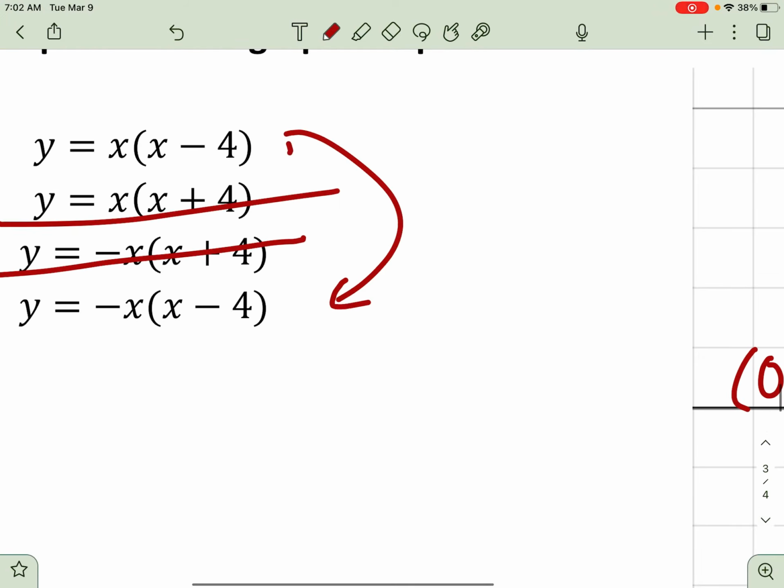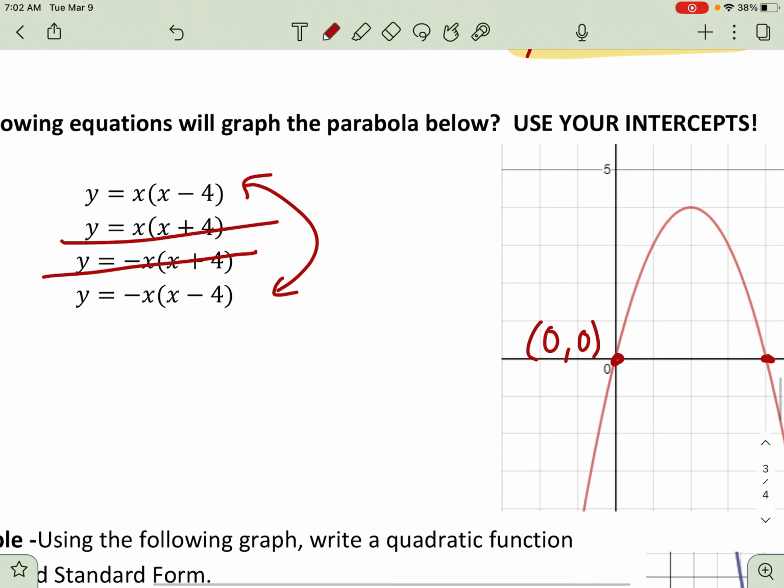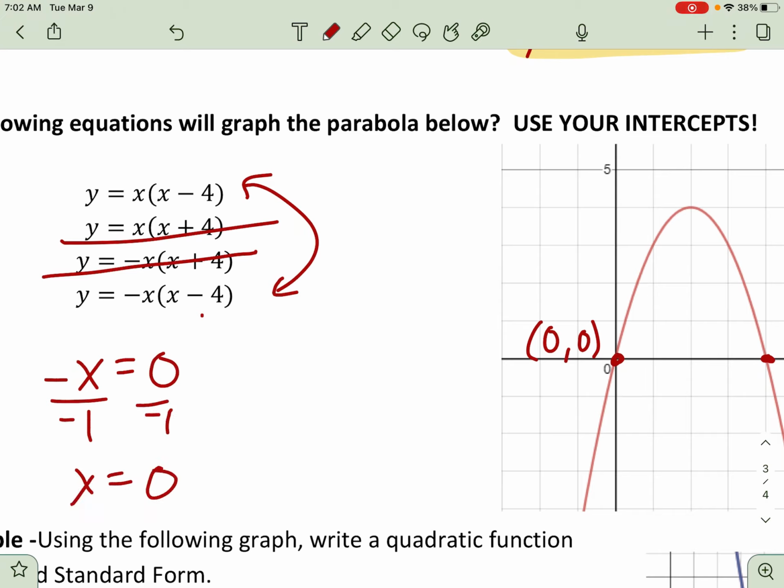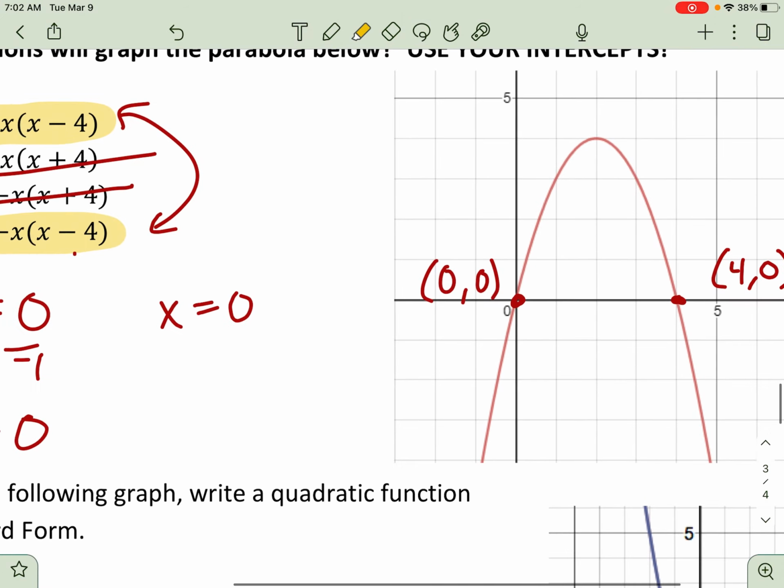So now, which one of these would be equal to 0, 0? Because this would be positive 4. Well, look, if I set negative x equal to 0, divide by negative 1, what's 0 divided by anything? Still 0. Okay, well, let's try the top one here. x equals 0. Again, we're using the zero product property. Well, there's nothing else I can do for that one. So in this case, there are actually 2 equations that would graph this one. Right? Except for one problem.